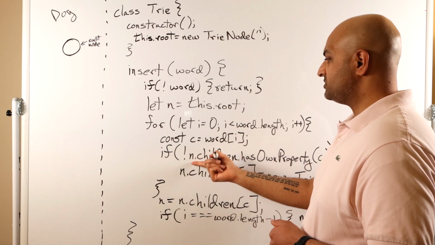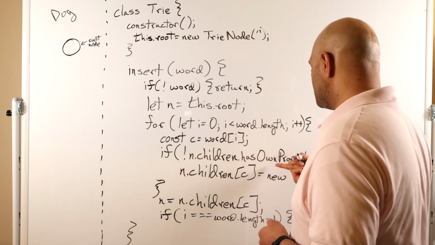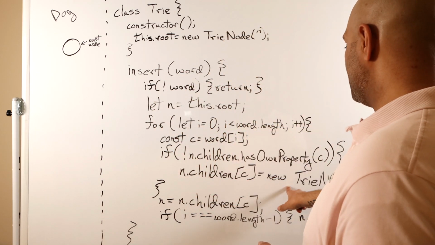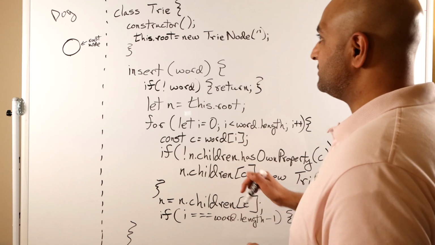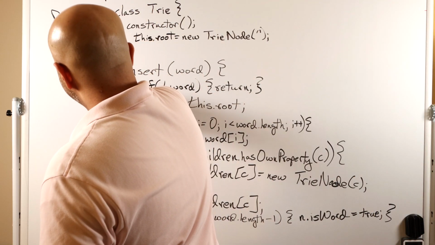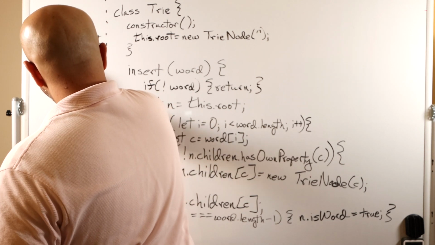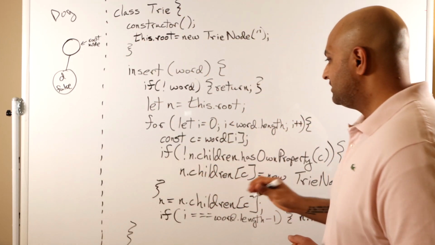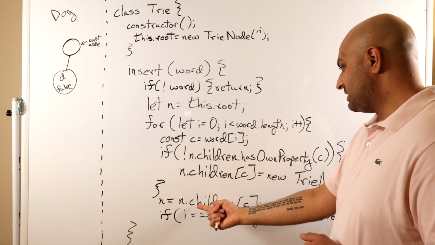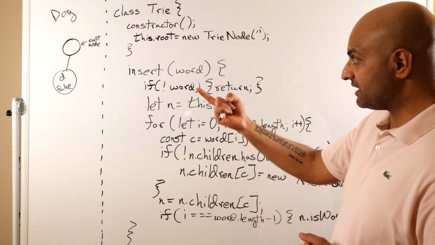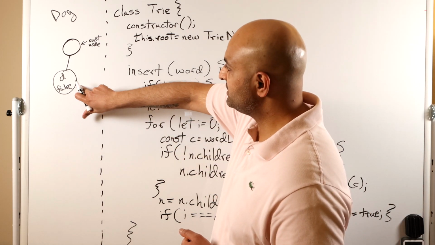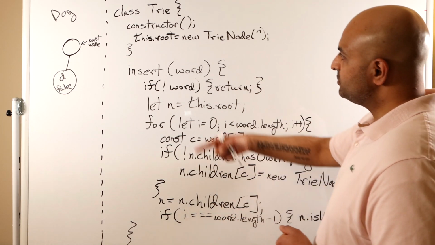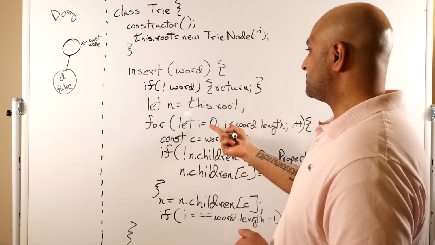Now, n, which is currently the root, has no children whatsoever. So it doesn't have any kind of a D node. And so we're going to hit this right here where we're going to say new trie node with the letter D. So we can go ahead and draw that. And we know that isWord will default to false. Now, here we'll say n equals n.children of c, which actually has a value of D. So now n is pointing at this node here. We check to see if we're at the last letter. We're not. So we come back to the start of this loop. And we now process the O.